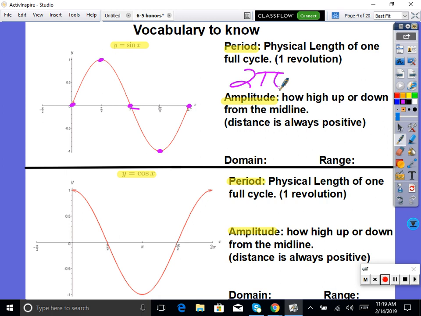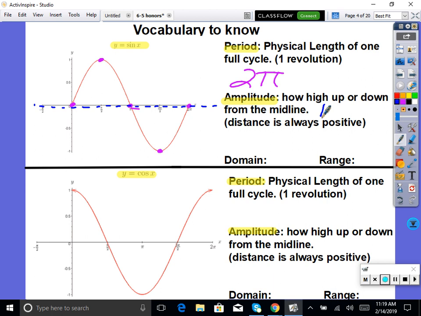Okay, now our amplitude is the distance from the midline. Our midline is just the halfway distance, the halfway point of the total distance. So really, here is our midline at 0. Our amplitude is distance from the midline. So do you guys see how we're going up 1, down 1? Our amplitude would be 1. It's the distance from the midline. So it's 1.